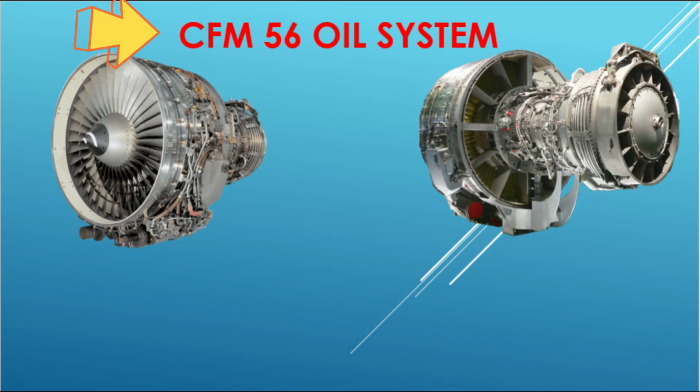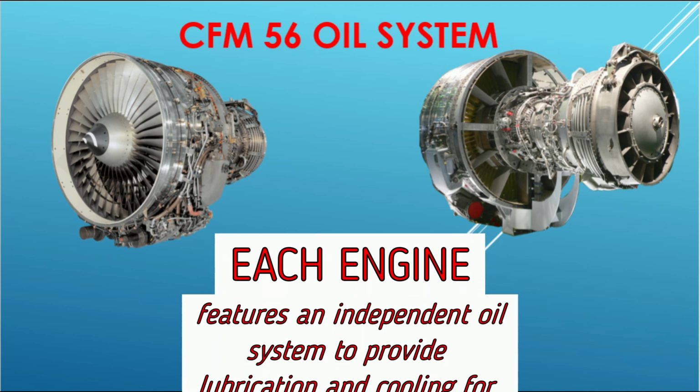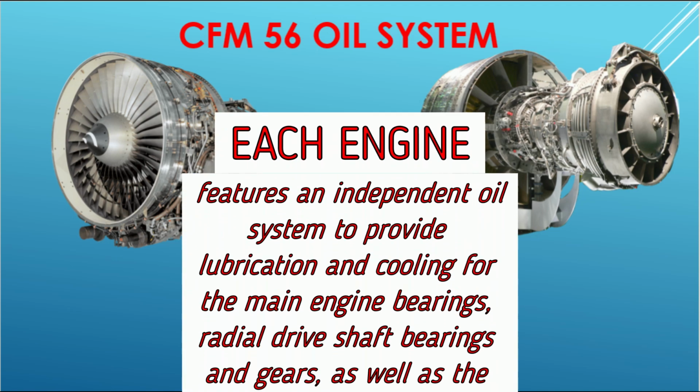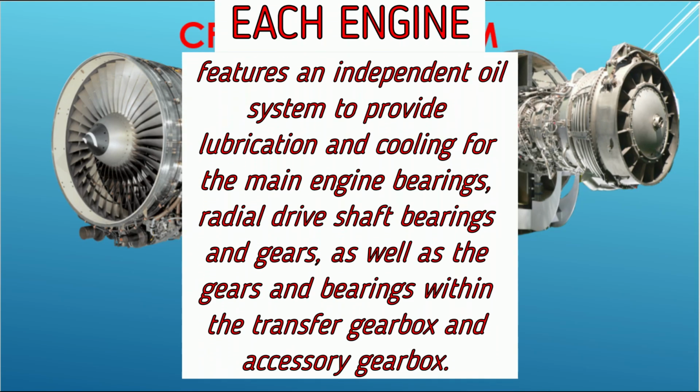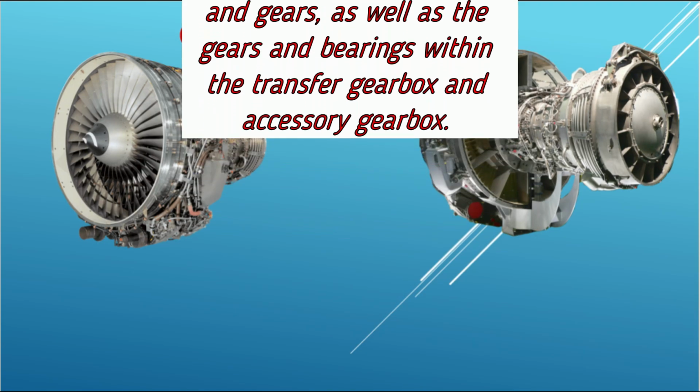After explaining the functions of the lubrication system, let's take a look at how it works. The resource we will use in our lessons will be the CFM56 engine, which is frequently used in civil aviation. The general CFM56 engine lubrication system is a self-contained, center-vented, and recirculating type system. Each engine features an independent oil system to provide lubrication and cooling for the main engine bearings, radial drive shaft bearings and gears, as well as the gears and bearings within the transfer gearbox and accessory gearbox.